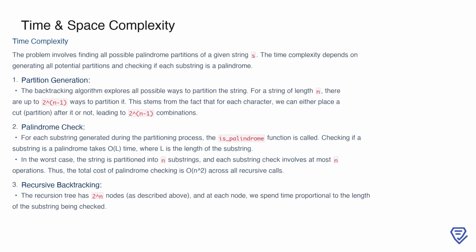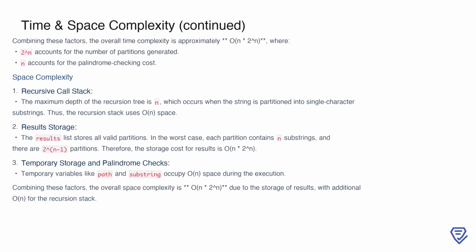Finally, the recursive backtracking process is represented by a tree with 2^n nodes, where each node involves work proportional to the substring length. These factors combine to determine the overall time complexity. Now, when we combine the factors discussed, the total time complexity of the problem becomes O(n * 2^n). The 2^n term accounts for the number of partitions generated, while the n term accounts for the cost of performing palindrome checks.